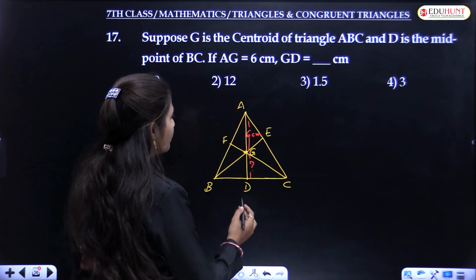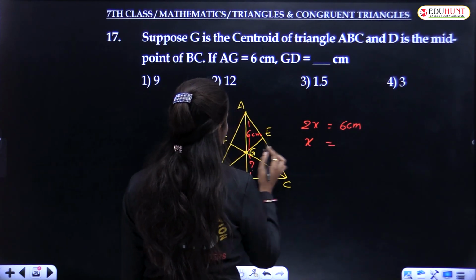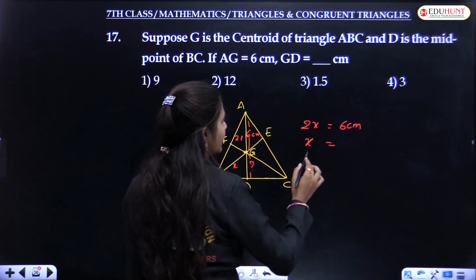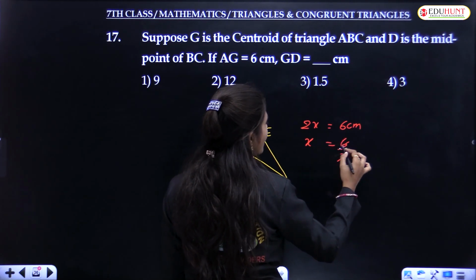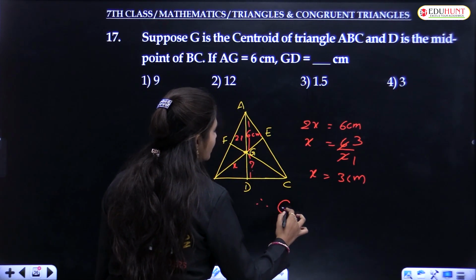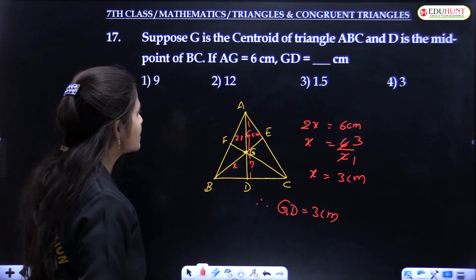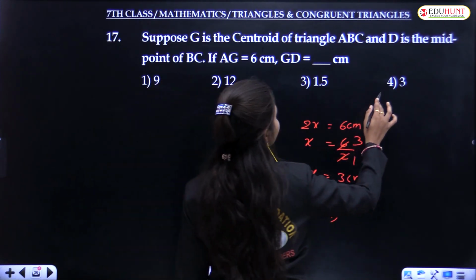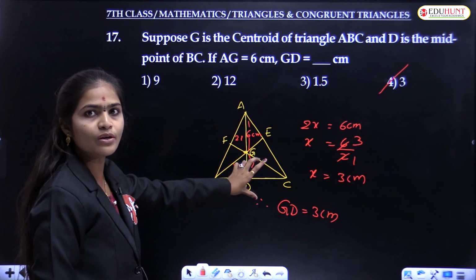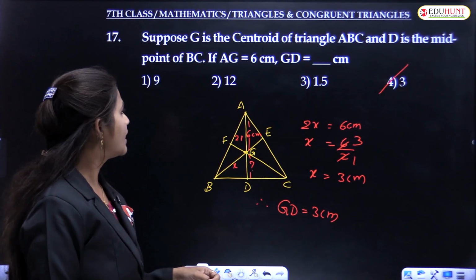Okay, so we know that 2 parts, which means 2x, is equal to 6 centimeters. Actually this is 2x and in the same way this is x, 1 part, 2:1, no? So here 6 by 2, so x is equal to 3 centimeters. Therefore, GD is equal to 3 centimeters. Is it clear? So here our answer is 3. They gave 2 parts value, they are asking only 1 part value, so that is equal to 3 centimeters. Is it clear, children? So let us see the next one.